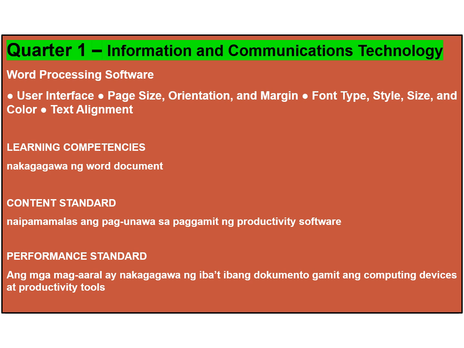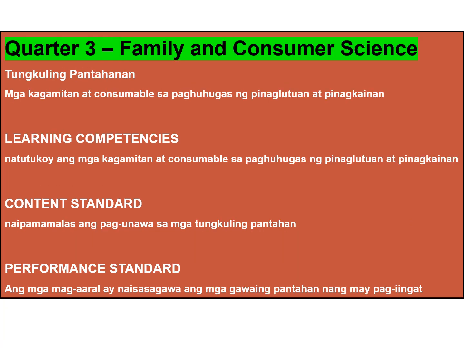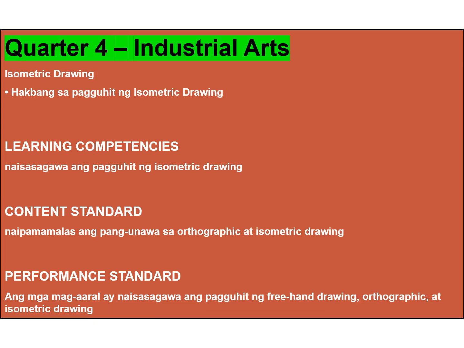If you choose quarter one, that will be, for example, information and communications technology. So for example, this is for grade 4. Quarter two, agriculture and fishery arts. Quarter three, family and consumer science. And this one, quarter four, industrial arts. So you just have to choose one learning area.